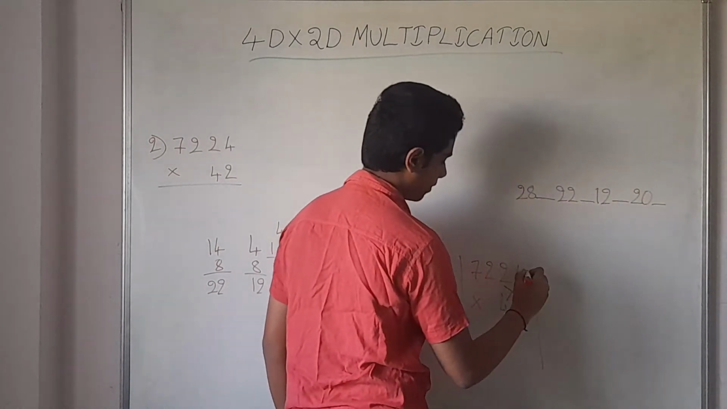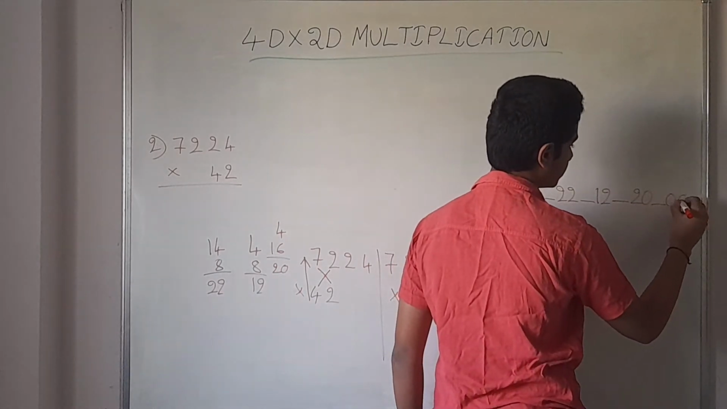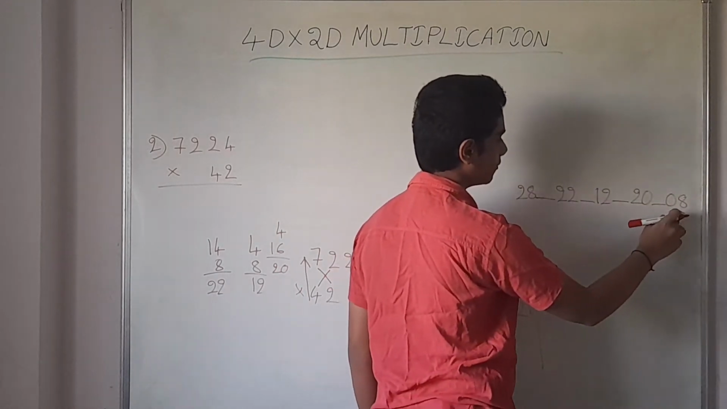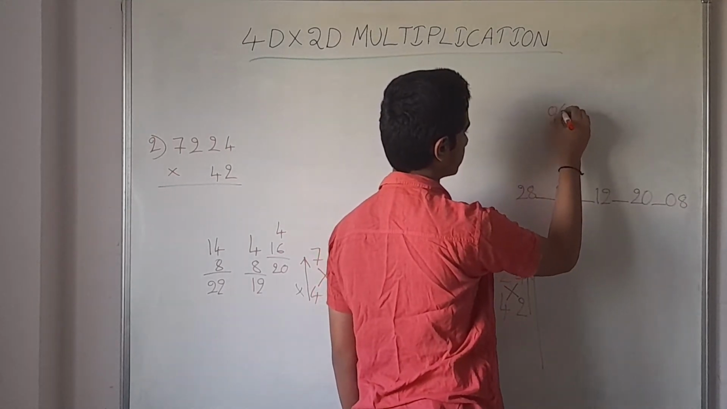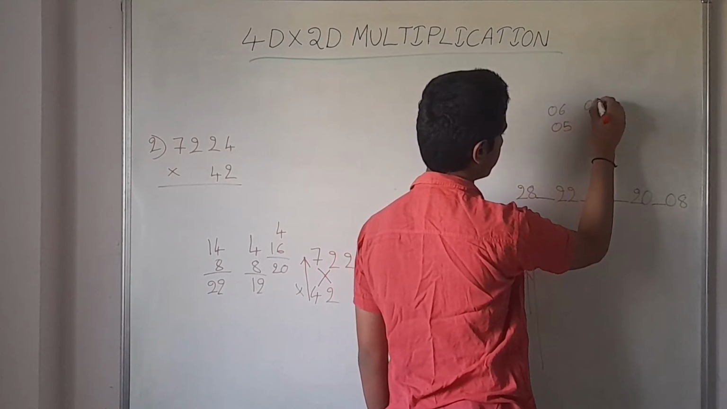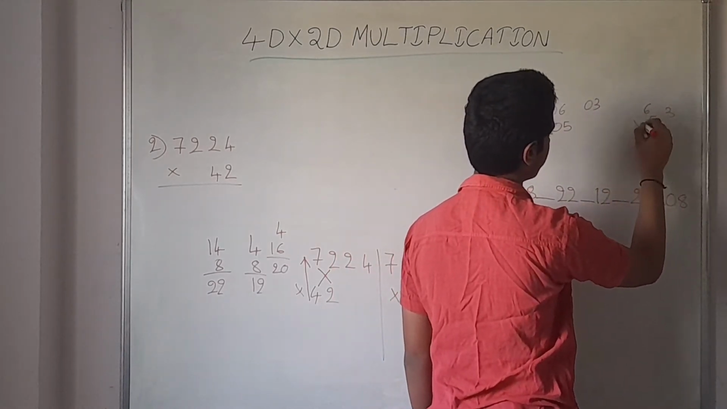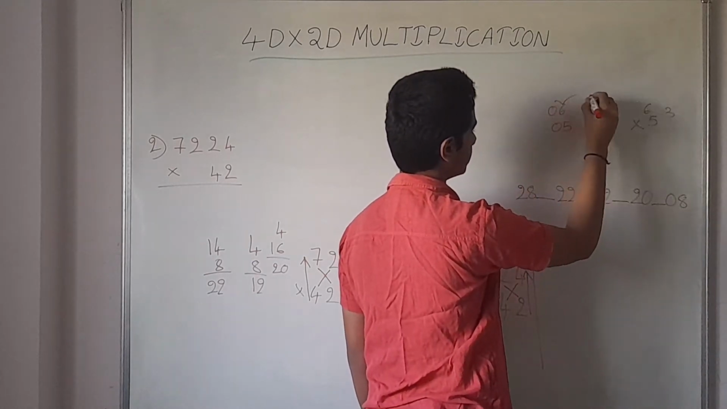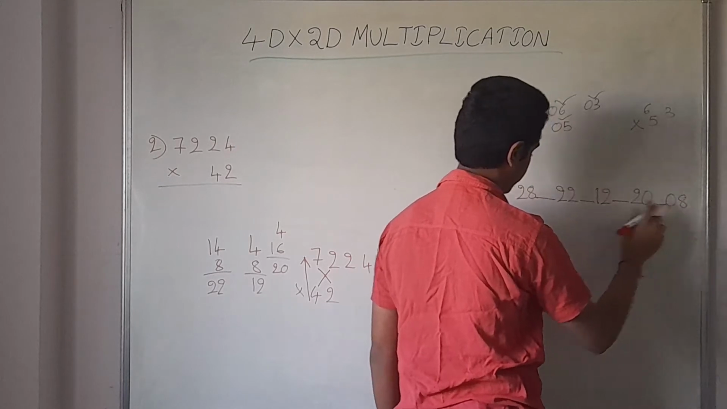At last multiply 4 into 2, that is 8. You should write it as 08. If you get a single digit, you should write it with a leading zero. If you get 6, you should write 06. If you get 5, you should write 05. If you get 3, you should write 03. If you simply write 653, it will become a wrong answer. So you should write 06, 03, 05. We got 8, so you should write 08.